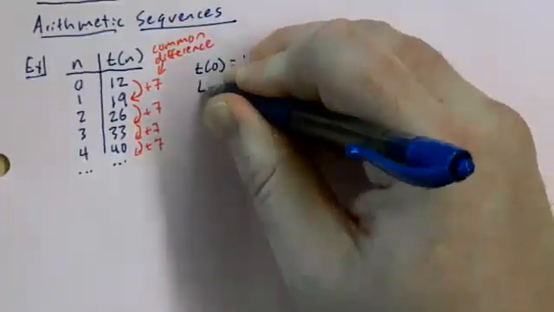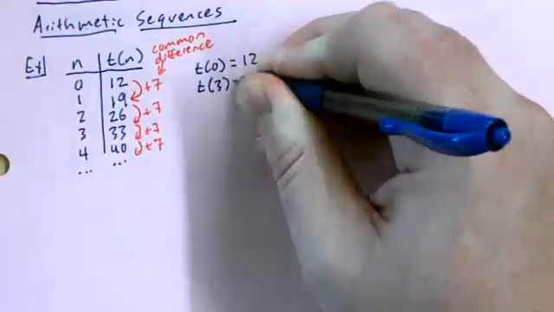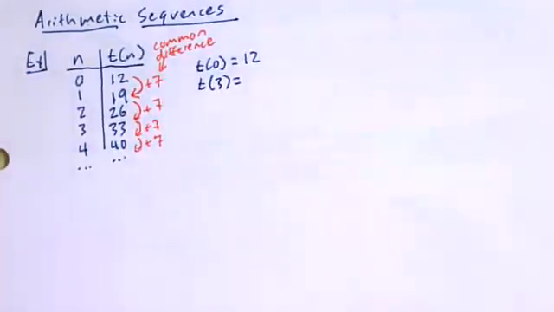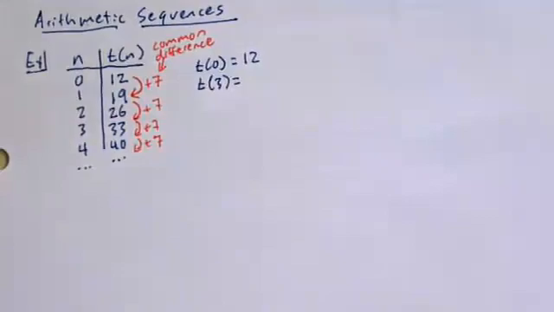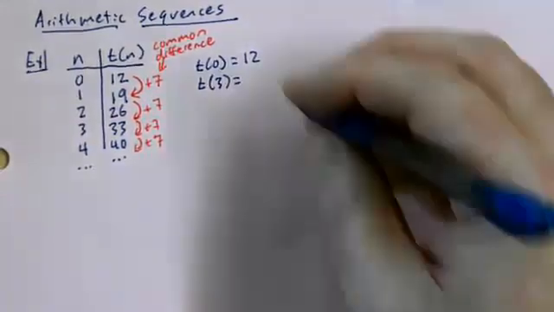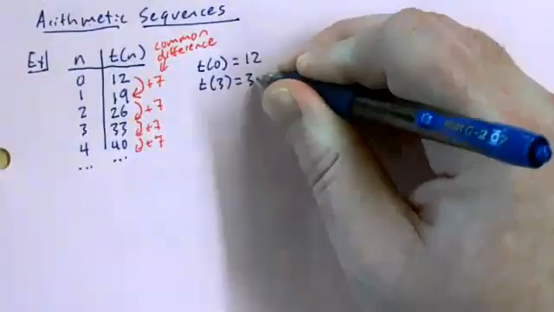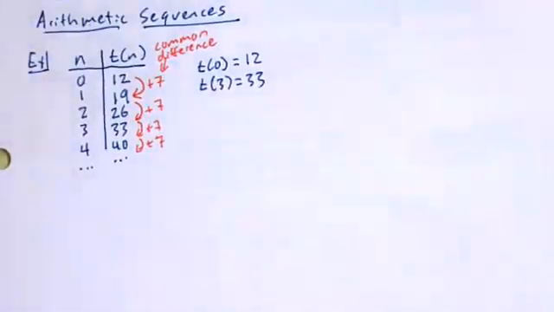I want everybody to please write down t of 3 equals, and go ahead and write down what t of 3 is equal to. That would be the 3rd term of the sequence. So look at your table, find an n value of 3, and find the value of the term that's next to it. That's going to be your answer there. Did you get 33? Awesome.